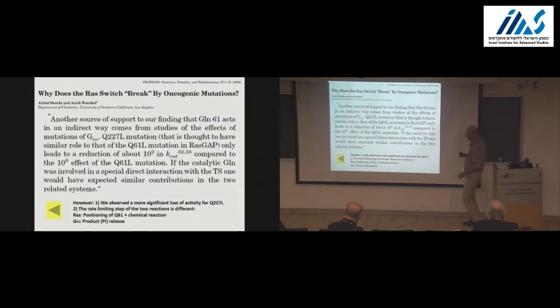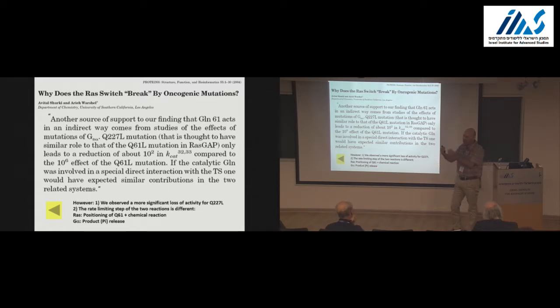Second, the rate limiting step of the 2 reactions is simply different. So this conclusion cannot be made, because, as I showed you, and there is other evidence also from the work of Fred Wittinghofer, more direct evidence, the rate limiting step in RAS is the chemical reaction itself, getting the glutamine to the right place, and then the chemical reaction. While with the heterotrimeric G protein, the product release, the phosphate release, is the rate limiting step of the reaction.